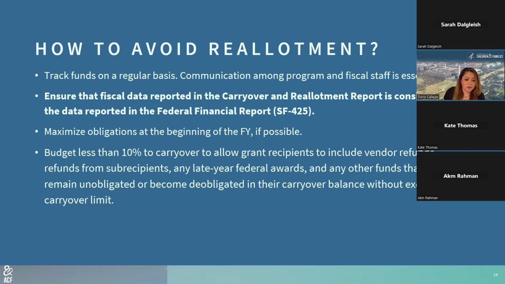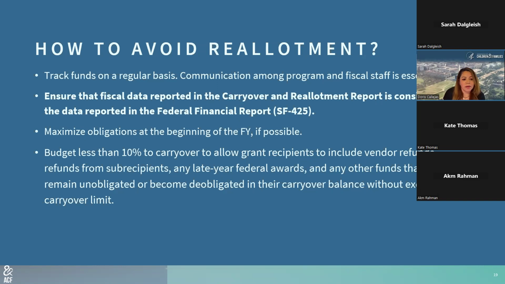Number 2, ensure that fiscal data reported in the carryover and reallotment report is consistent with the data reported in the federal financial report. Many times the program manager will submit one report and the fiscal staff will submit the other report. One is saying that all funds were obligated and the other is stating that they're returning funds. So before submitting those reports, have a meeting, get together, and make sure those numbers are consistent and the data is the same.